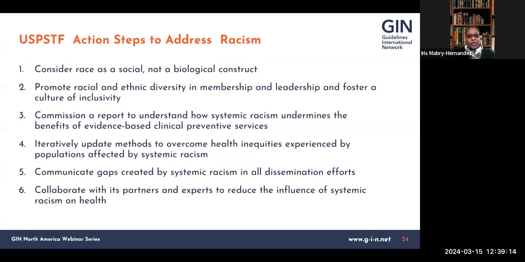Number four, for the task force to iteratively update its methods to overcome health inequities experienced by populations affected by systemic racism. Number five, to communicate gaps created by systemic racism in all dissemination efforts. And number six, to collaborate with partners and experts to reduce the influence of systemic racism on health.